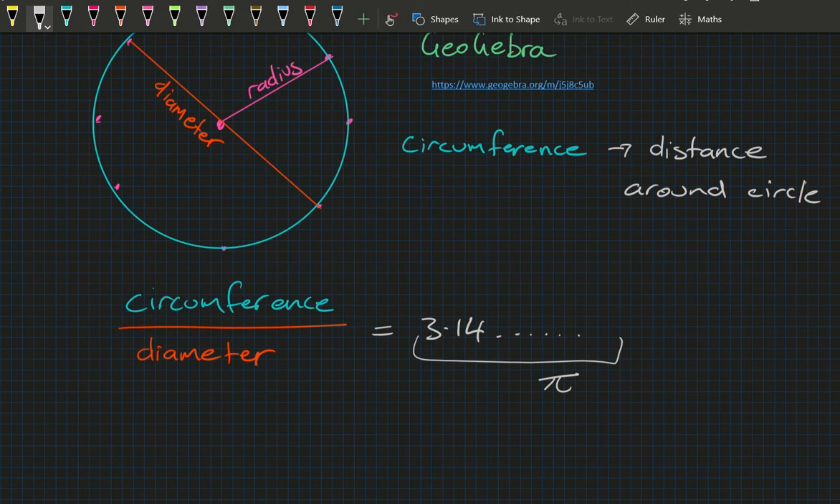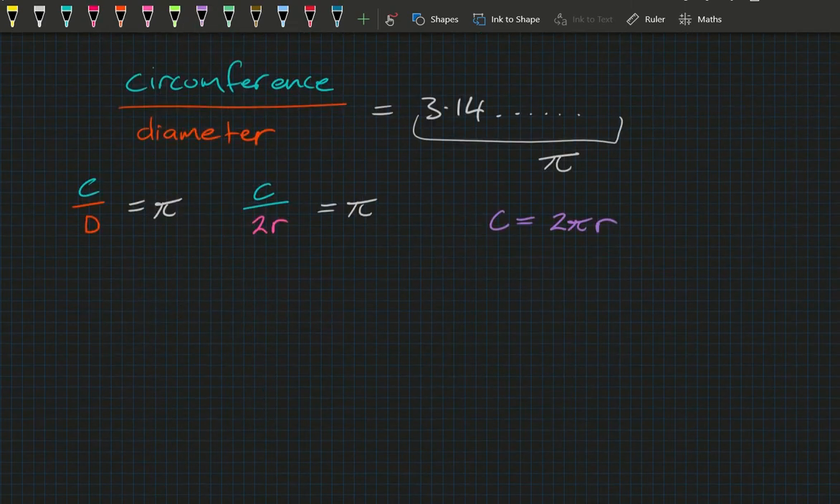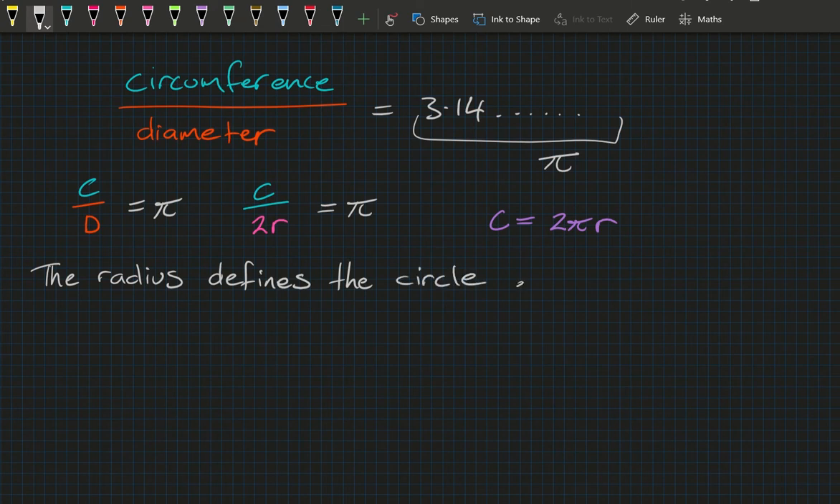So if we start calling the circumference c and the diameter d, then we've already stated that c over d is equal to pi. But because the diameter is actually equal to 2 times the radius, we can say that c divided by 2r is equal to pi. And this gives us the formula for the circumference of a circle, which is c is equal to 2 pi times r. So this means that we define the circle as all the points that are exact distance r from the point. The distance around the circle is also defined as 2 pi times r. So these circles have helped us discover this wonderful number pi.